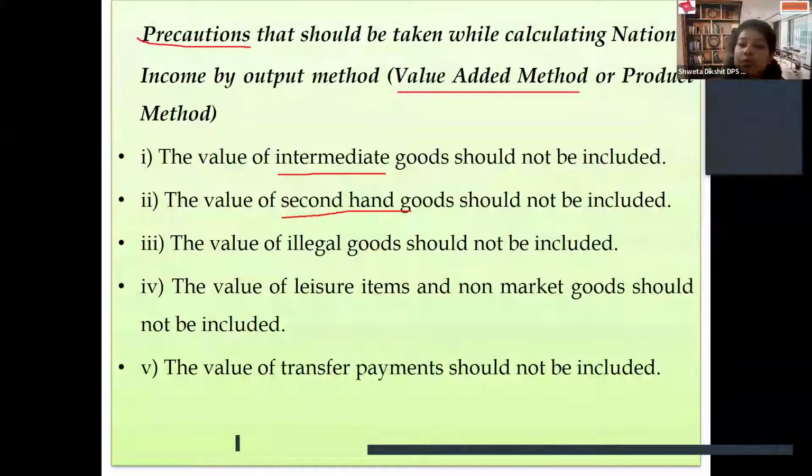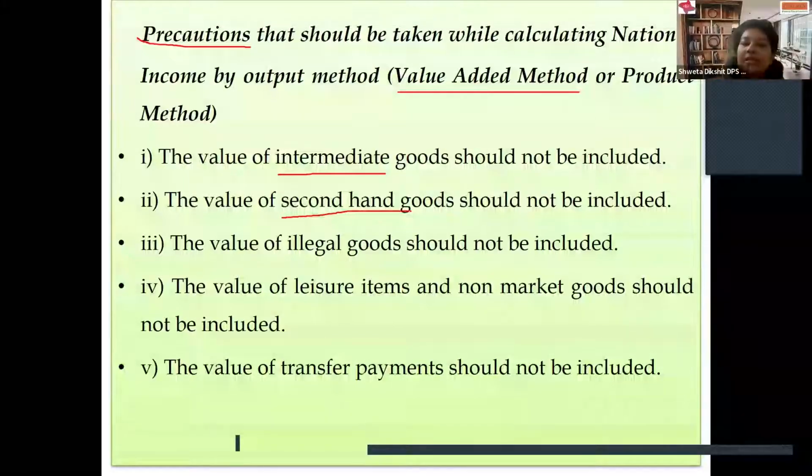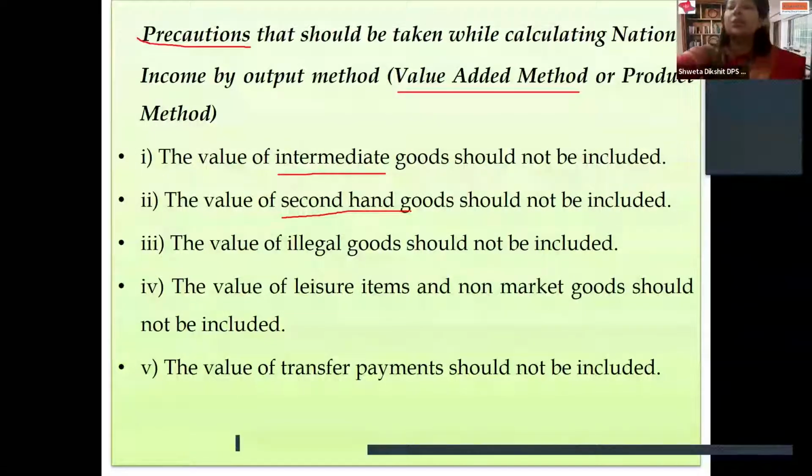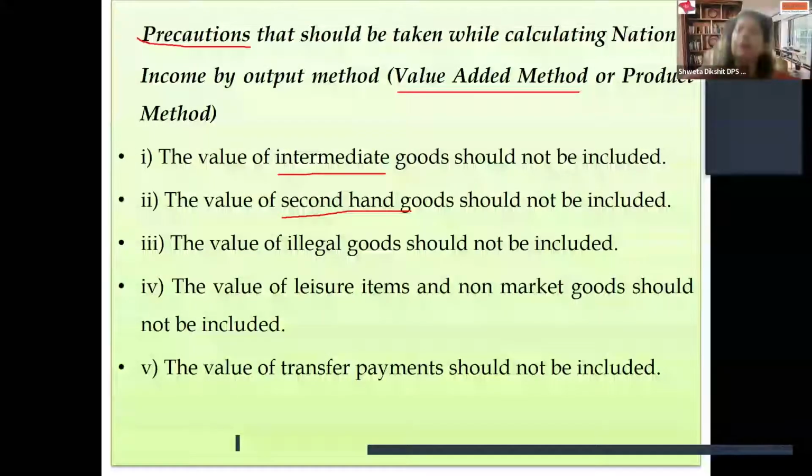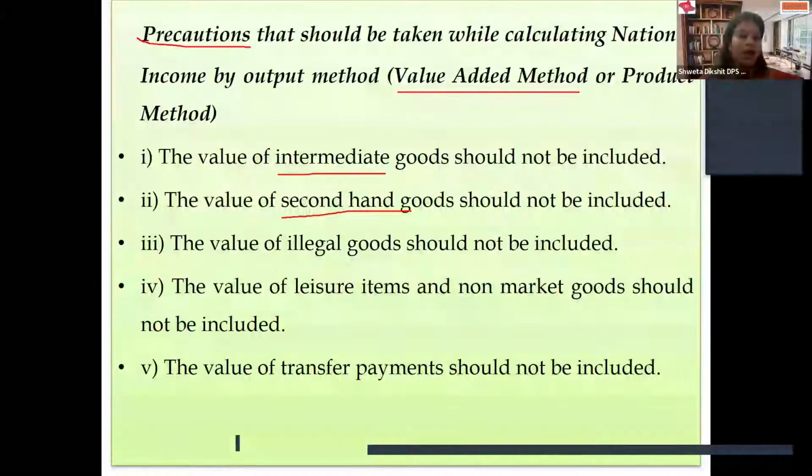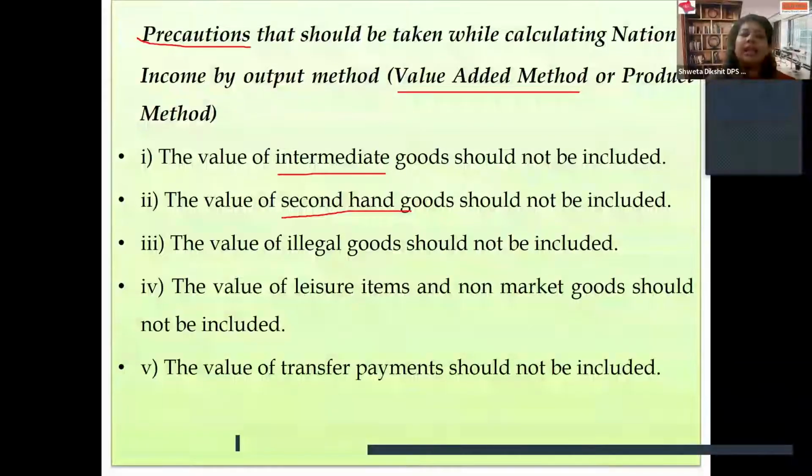Then the second precaution is never add the second-hand goods. Many people buy and sell second-hand goods like second-hand cars, second-hand electronic appliances, and many more things. The sale and purchase of second-hand goods are never part of national income. Why? Because there is no value addition being done. It is just the transfer of the old good from one hand to the other. Here, it's not adding anything to the economy of the country. And if it is not adding anything, we don't need to include it. You must have realized that it is not rational. It is already existing in the economy and it is being transferred from person A to person B.